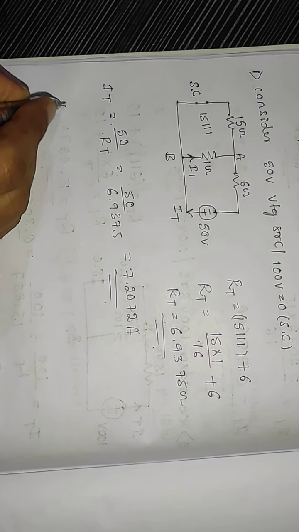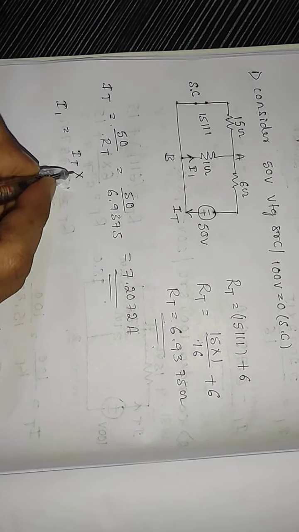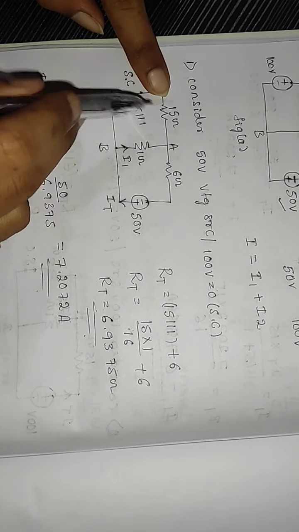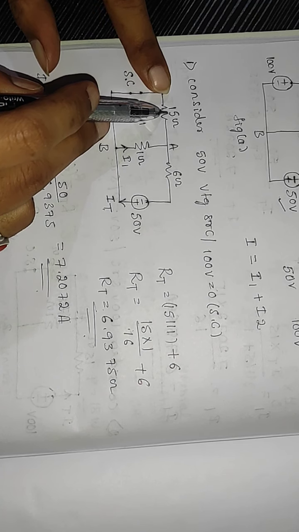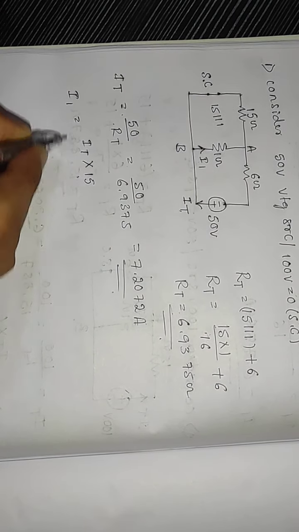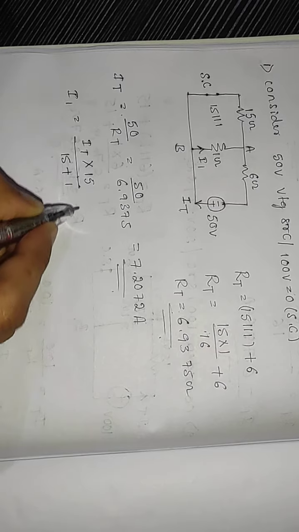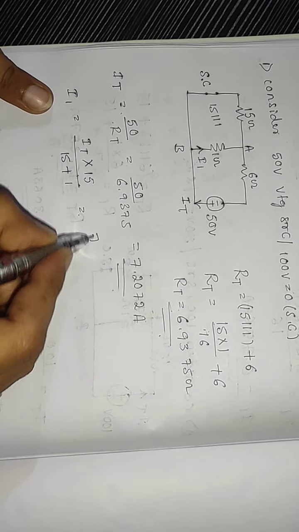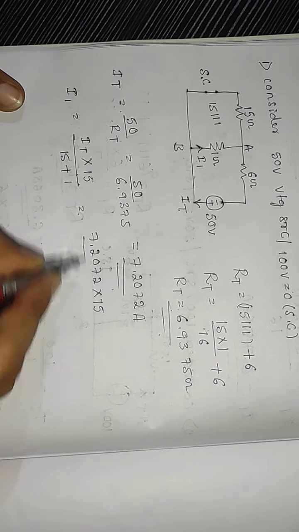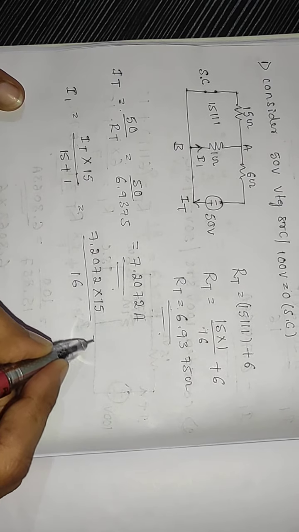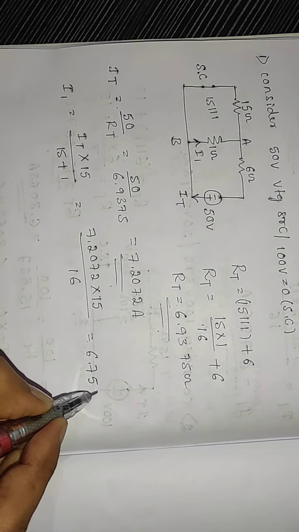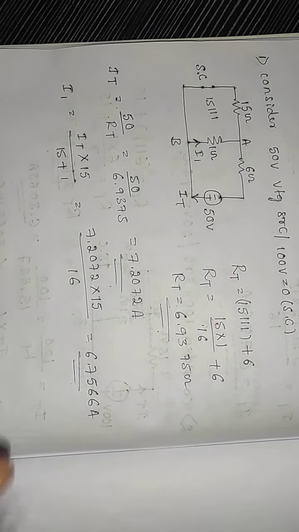Now apply the current divider rule at this point to find I1. So I1 equals the total current into the opposite resistor, divided by the sum of the resistors. Here 15 ohm is the opposite resistor, then the sum of the resistors is 15 plus 1. Substitute the total current value 7.2072 into 15 ohm divided by 15 plus 1, which is 16. Then the I1 value is 6.7566.